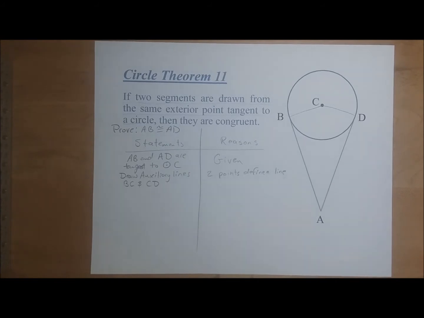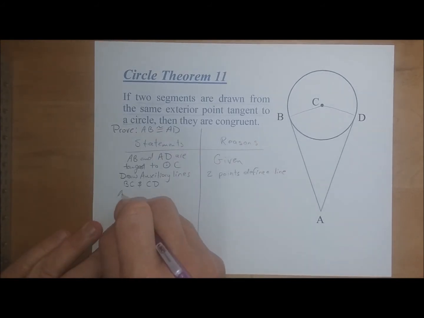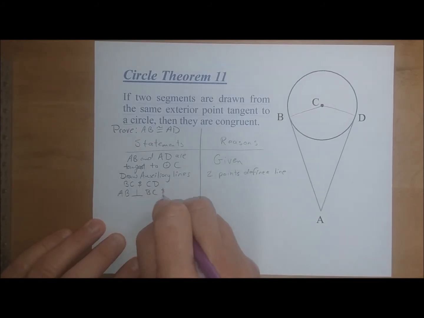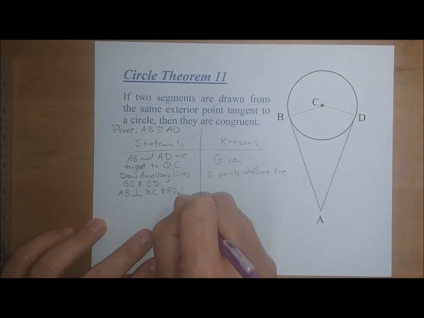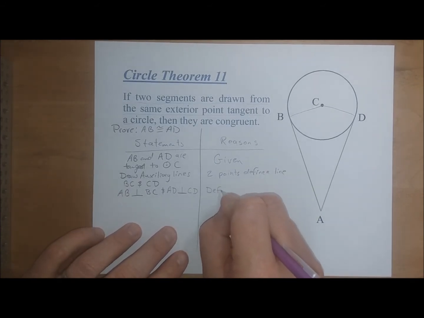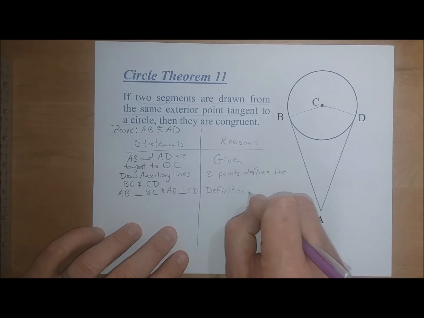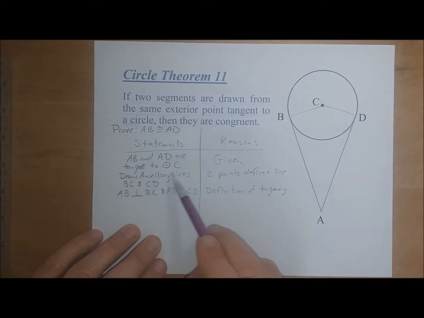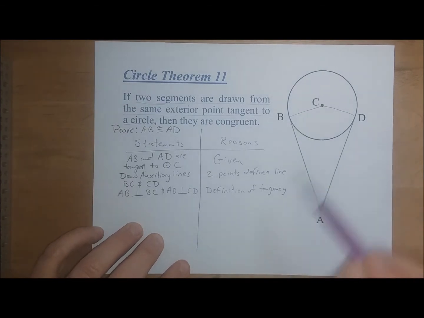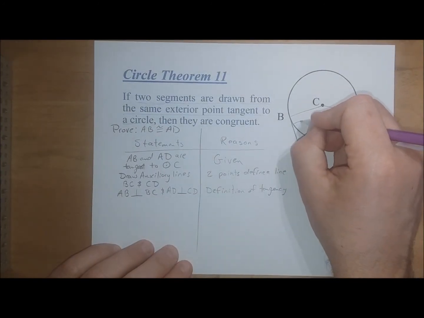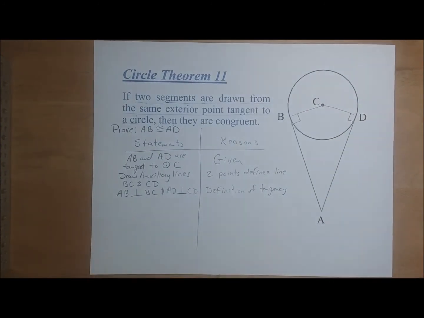One step you don't want to skip, however, is just stating that AB is perpendicular to BC, and AD is perpendicular to CD. How do we know? This is our definition of tangency, right? We're working with the given information which told us that AB and AD are tangent. Based on the fact that they're tangent, we can conclude that these segments must be perpendicular, because that is our definition of tangency. Good. I'm going to go ahead and mark that. All right, any other ideas here?